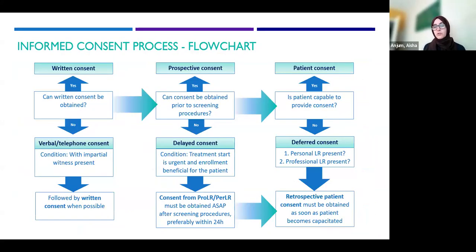So this is just a flowchart representation of what I've just explained. So written and verbal consent from the patient if possible. If not, then written or verbal consent from a personal legal representative. If that's not possible, then from the professional legal representative. And then always we try to obtain retrospective consent in some form or other, whether it's telephone and then followed up by retrospective written consent.